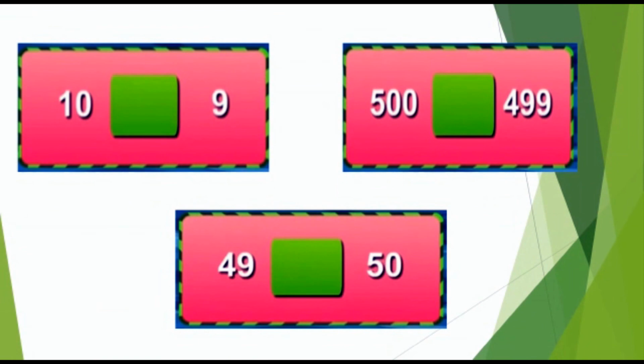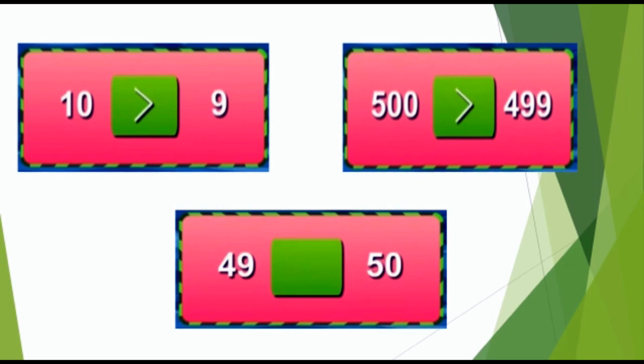10, 9. Now 10 is greater than 9. So we put the symbol of greater like this. 500, 499. 500 is greater than 499. So we put the symbol of greater towards 500 in this manner. 49, 50. 49 is lesser than 50. So we put the symbol of lesser facing towards 49 in this manner.